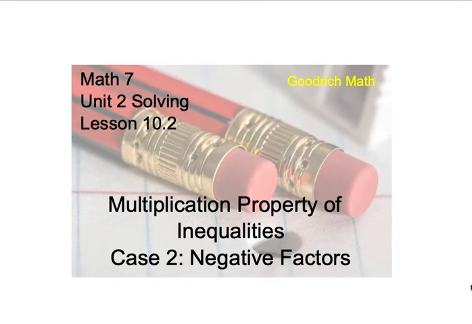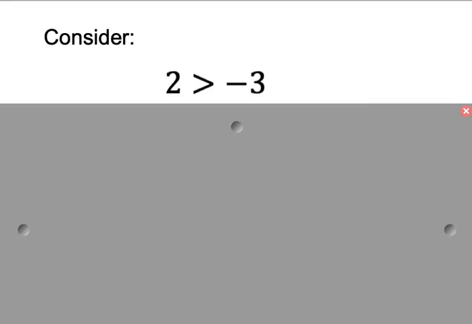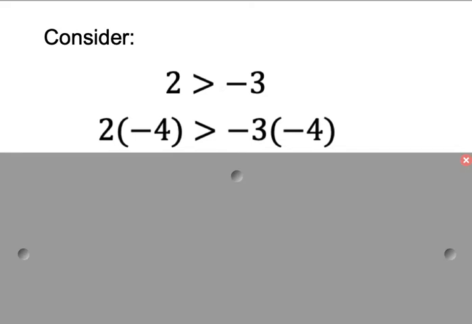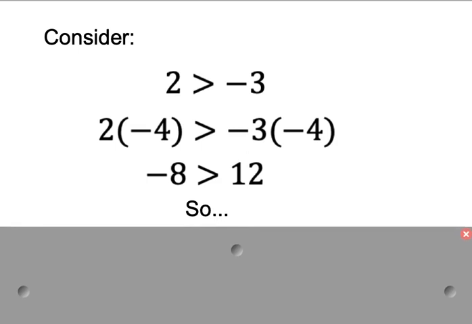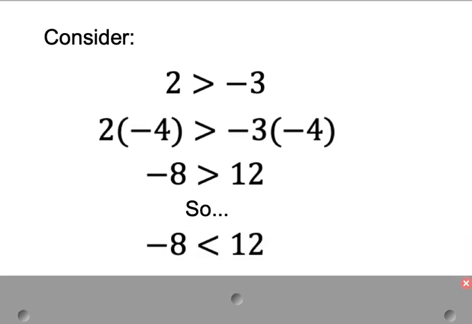Solving, lesson 10 part 2, multiplication property of inequality, case 2, negative factors. Consider 2 is greater than negative 3. If I multiply both sides by negative 4, I would get negative 8 is greater than 12. Now that is obviously false.